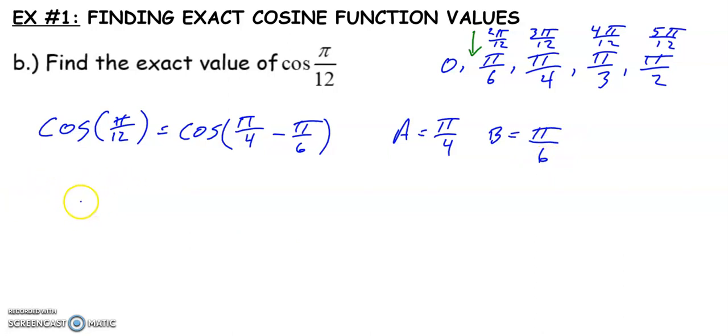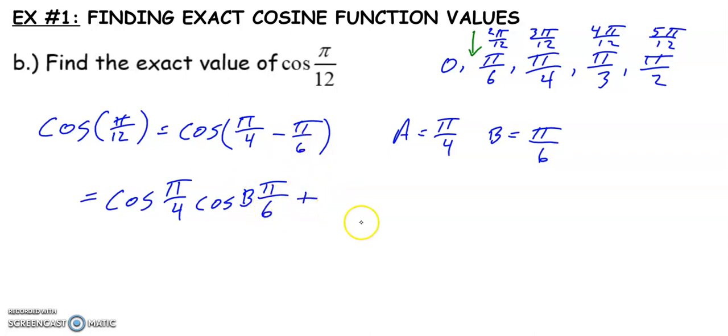So when we do our values, since we are subtracting, we're going to say the cosine of A, pi over 4, times the cosine of B, pi over 6. This is a minus, so I'm going to turn it into a plus. The sine of A, pi over 4, times the sine of B, pi over 6. So these are the values I'm going to do.